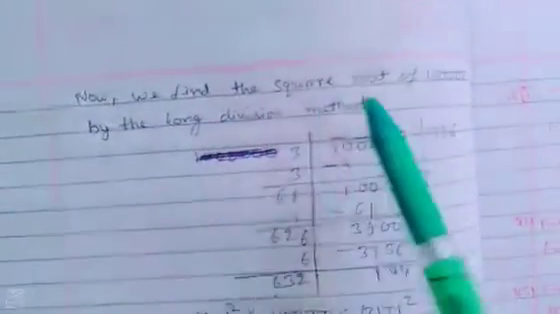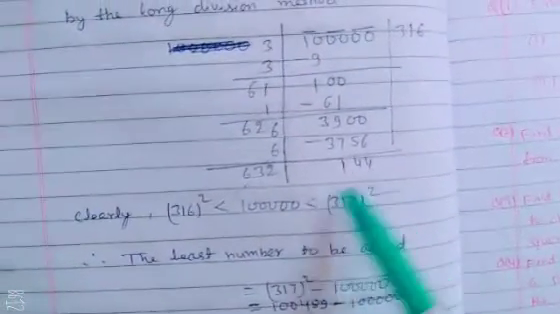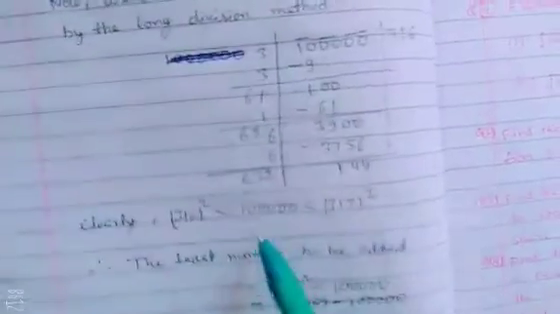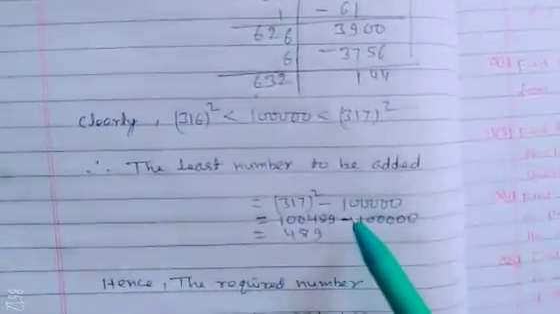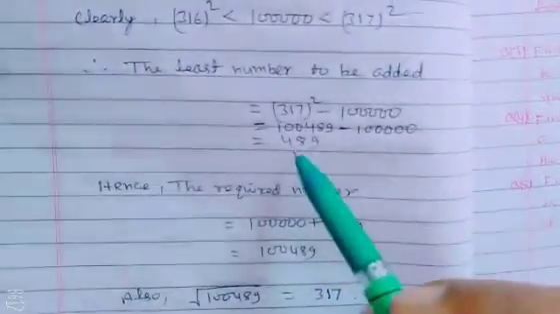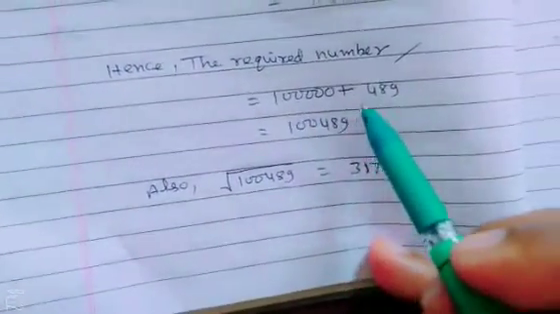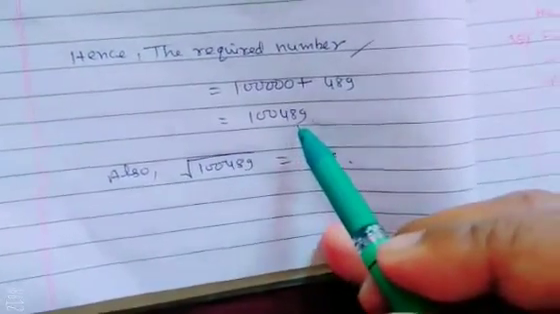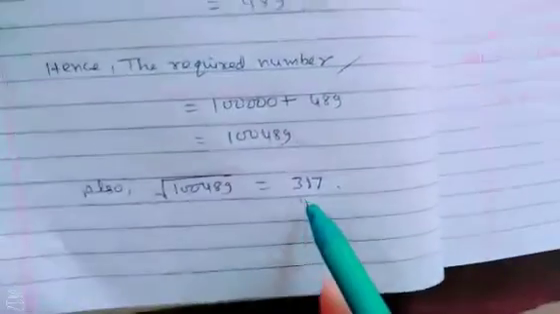Now we find the square root of 1 lakh by the long division method like this. 316 as quotient and 144 as remainder. Clearly, 316 square is less than 1 lakh, which is less than 317 square. Therefore, the least number to be added equals 317 square minus 1 lakh, equals 1 lakh 489 minus 1 lakh, equals 489. Hence, the required number equals 1 lakh plus 489, equals 1 lakh 489. Also, the square root of 1 lakh 489 equals 317. This is our answer.